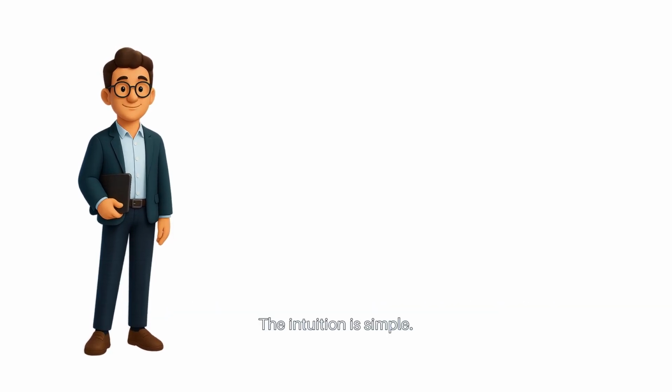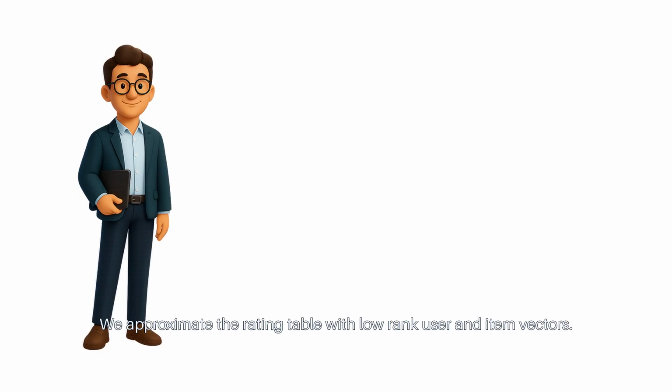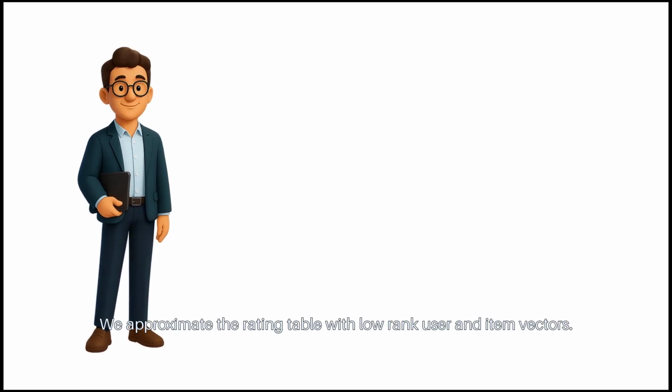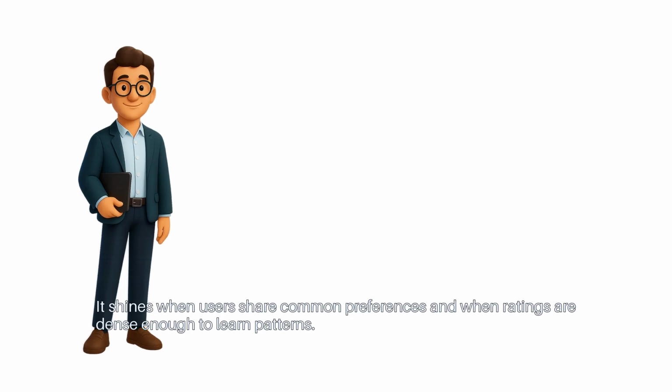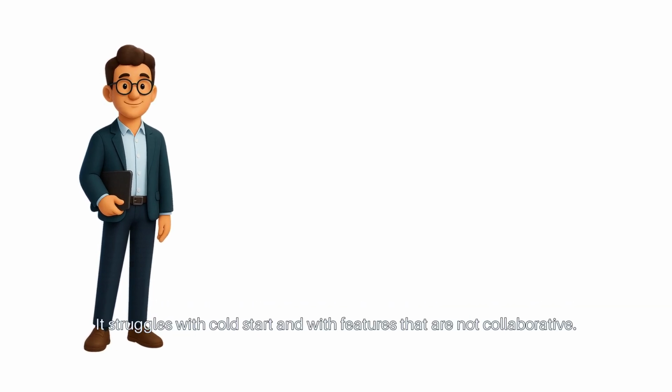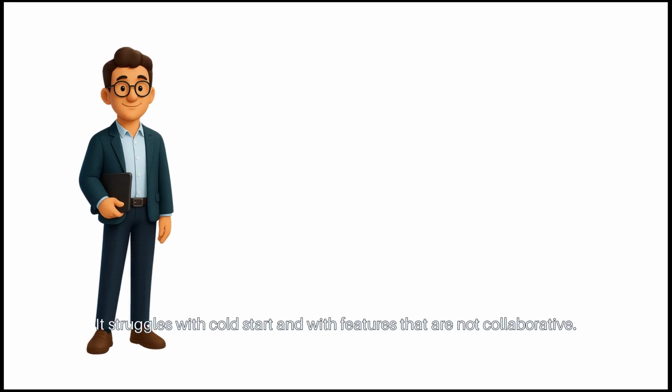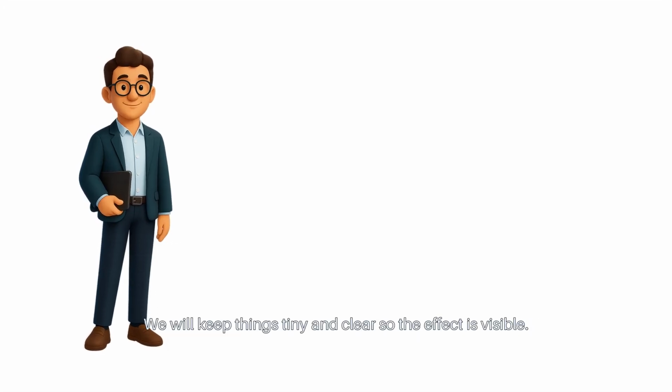The intuition is simple. We approximate the rating table with low-rank user and item vectors. It shines when users share common preferences, and when ratings are dense enough to learn patterns. It struggles with cold start and with features that are not collaborative. We will keep things tiny and clear so the effect is visible.